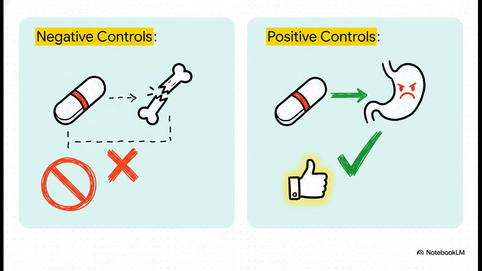Now, this is one of the coolest techniques in modern RWE, and it's a fantastic way to build confidence in your results. You run a negative control. You test for a link you know is impossible. If your study finds one, then you know your methods are biased somehow. You also run a positive control. You test for a link you know is real. If you don't find it, you know you have a problem with your data. It's a brilliant, built-in reality check for your study.